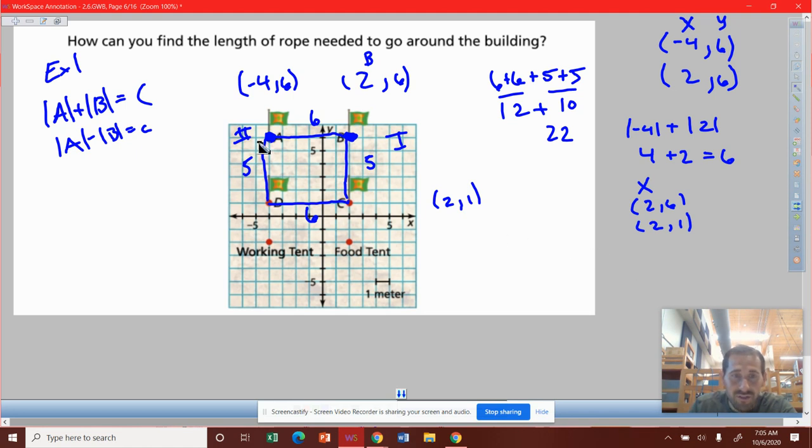So again, are these in the same quadrant? Now we're looking at B and C. Are they in the same quadrant? Yes. So that means if same quadrant, we're going to subtract. So I'm going to have absolute value of 6 minus absolute value of 1. That's going to equal my distance. So we get 6 minus 1 equals 5. My distance between those points is 5. So that's what we got just counting, and now we were able to show that through using our formulas and our equations with absolute value.